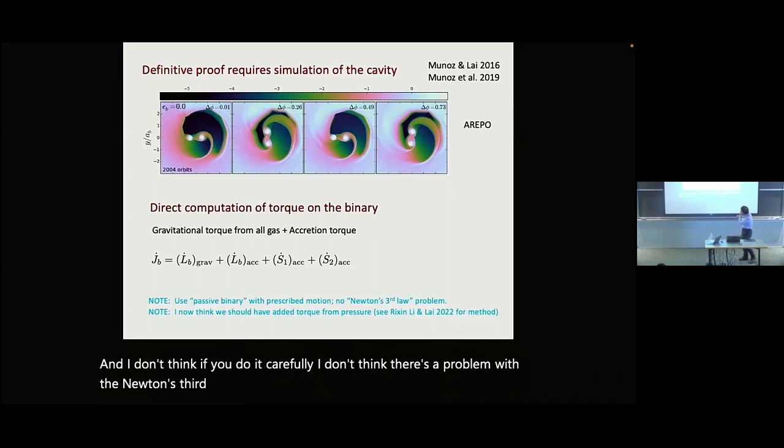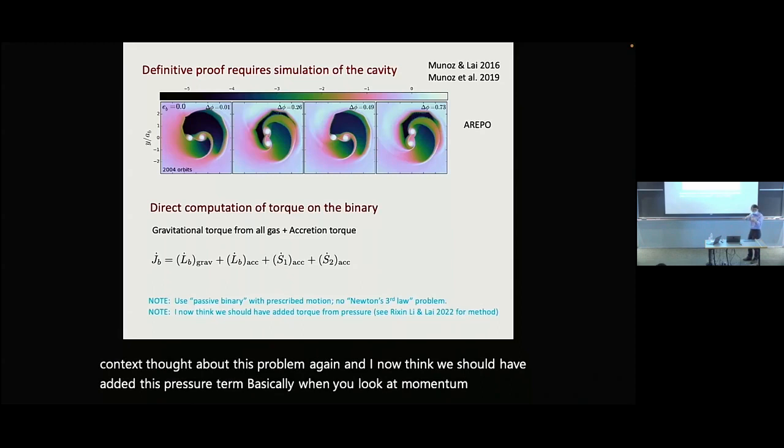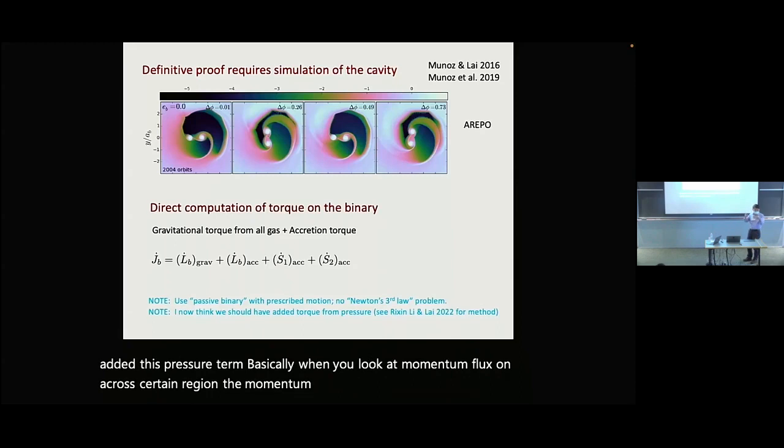Another technical point is we recently, in a different context, thought about this problem again, and I now think we should have added this pressure term. Basically, when you look at momentum flux across a certain region, the momentum flux includes not just rho v squared. You have a pressure term that should have been added. Okay.